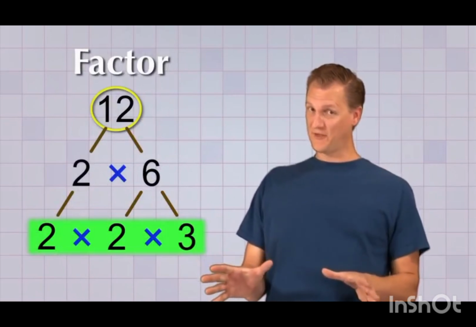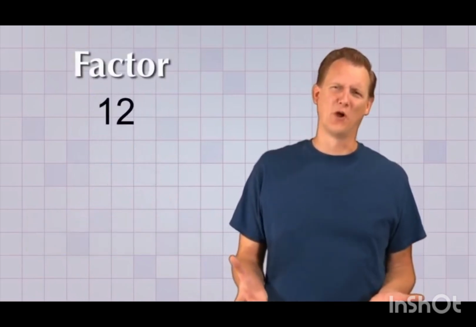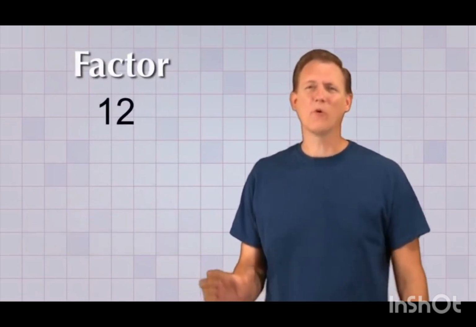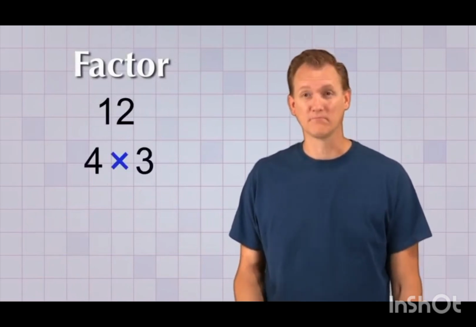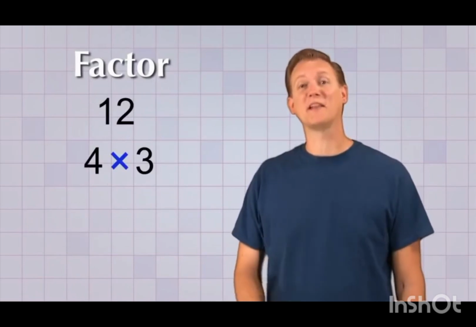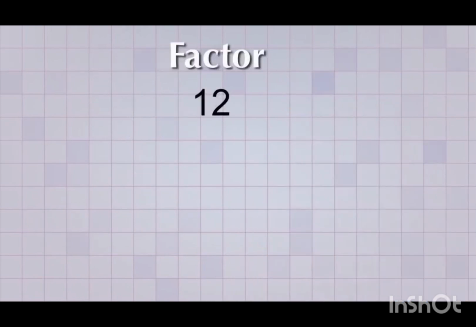Now, I know what some of you are thinking. I didn't want to factor 12 into 2 times 6. I wanted to factor it into 4 times 3. Well, okay then, let's try it that way. This time we'll start by factoring 12 into 4 times 3. But remember, we need to keep factoring until all of our factors are prime numbers.